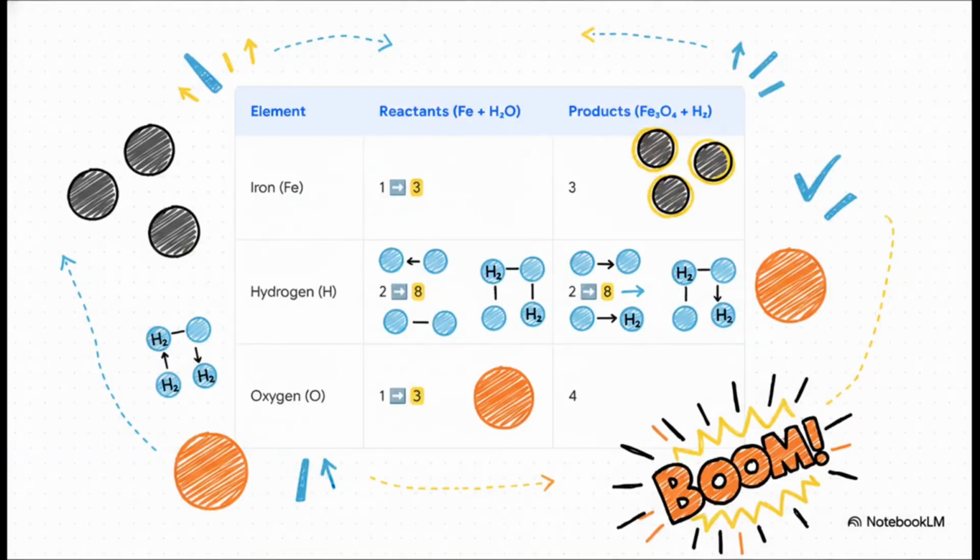Okay, let's do this one together. We have iron plus water gives us iron oxide plus hydrogen. Let's start with iron, Fe. We've got 1 on the left, but 3 on the right. Easy fix. We'll just put a big 3 in front of the Fe on the left.